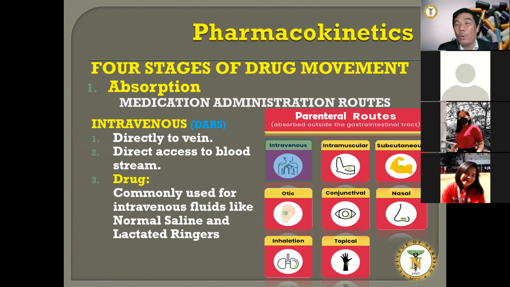For parenteral routes, let's start with intravenous. Let's consider the mnemonic DOBS. What does DOBS mean? It's obviously direct to vein. Direct to vein, and ABS is access to bloodstream. Or rather, we could do it this way: DABS, direct access to bloodstream. That could be the same.